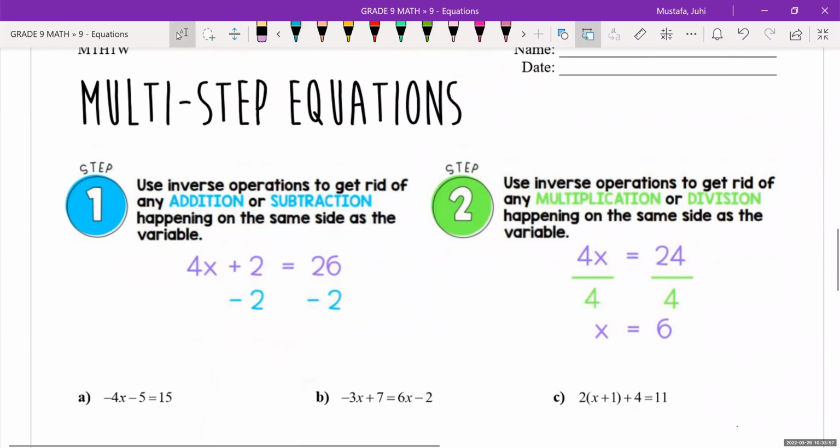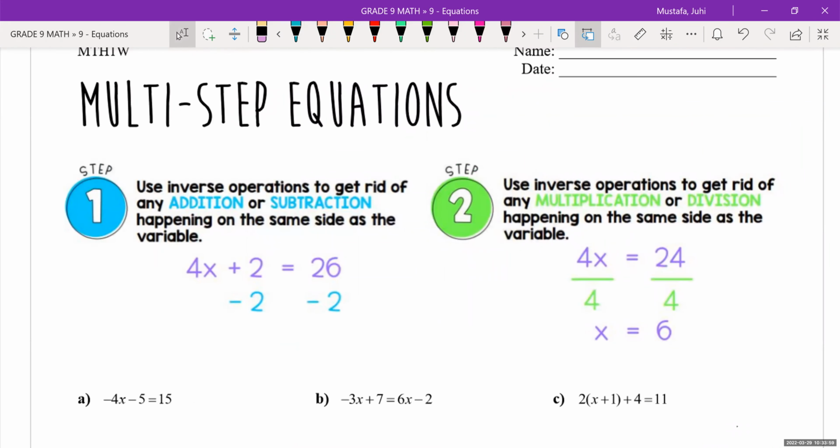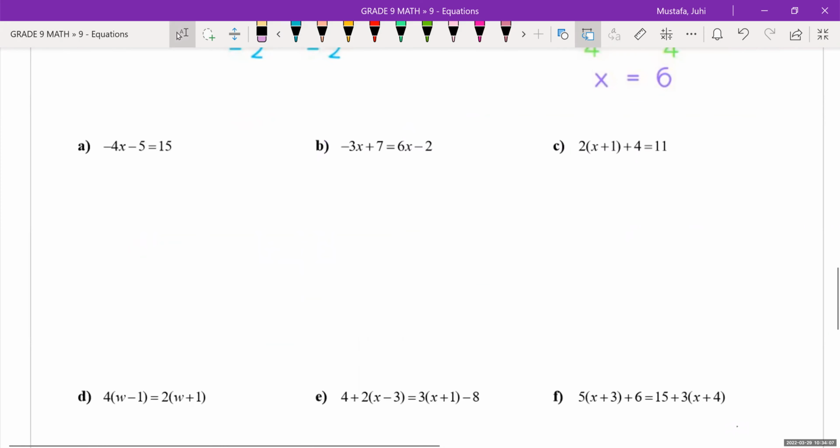Now for the second page, we have something called multi-step equations. And all that means is now we're adding more steps to it. So you can read the little step 1 and step 2, and we're going to get right into the examples.